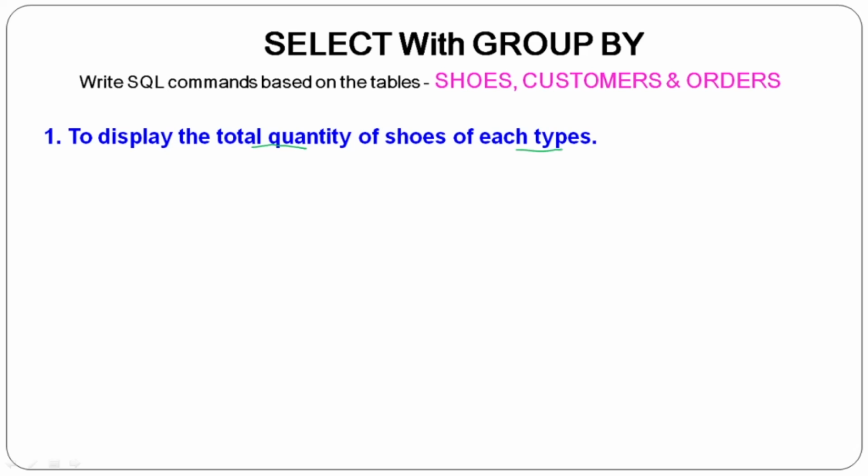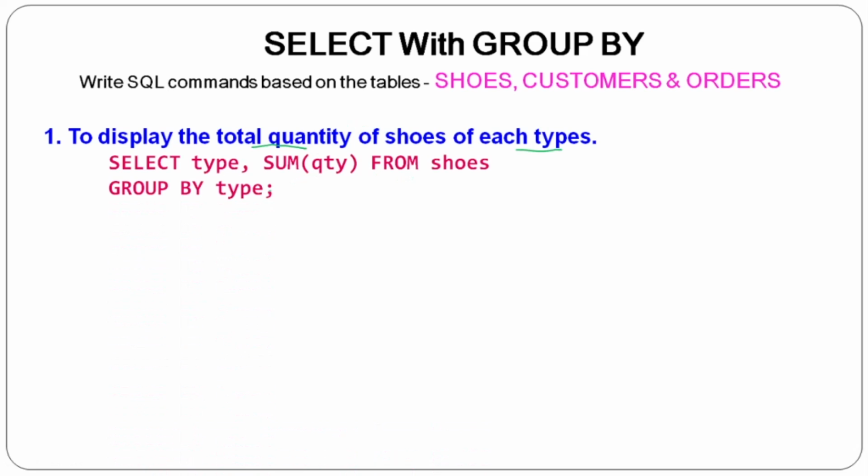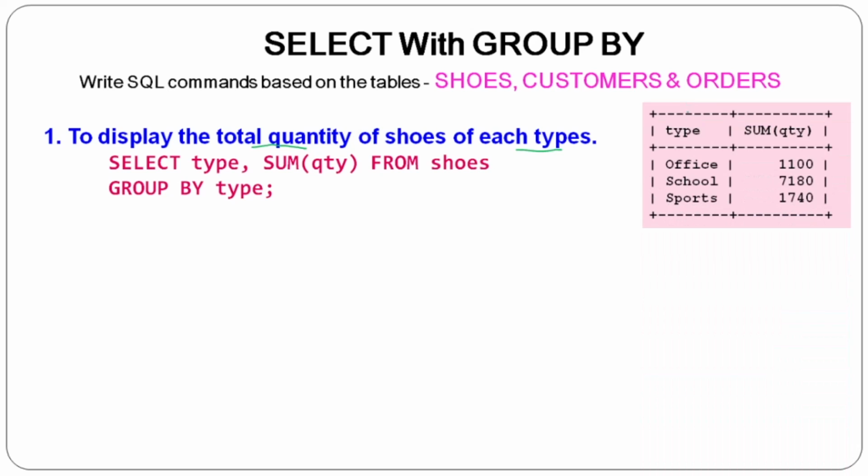So the query will be select type, sum quantity from shoes, and we have to use the group by clause, group by type. The output will be each type with its sum quantity displayed: office, school and sports sum quantity will be displayed.